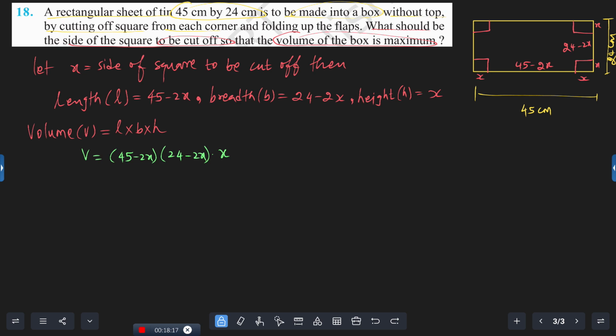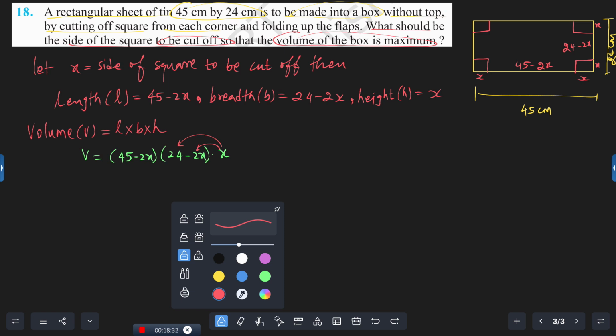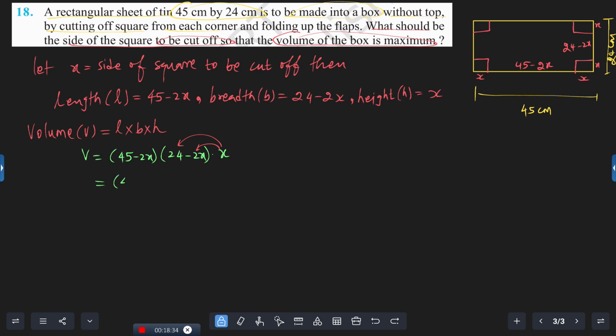But have you noticed, this is not in the form of UV, it is actually UVW. Three terms we have, but we don't want to go with UVW. The small x term you take and multiply with any one. I am multiplying in the last one, so it will become two terms. Now you see, (45 minus 2x) into (24x minus 2x square). Now you can start to differentiate.